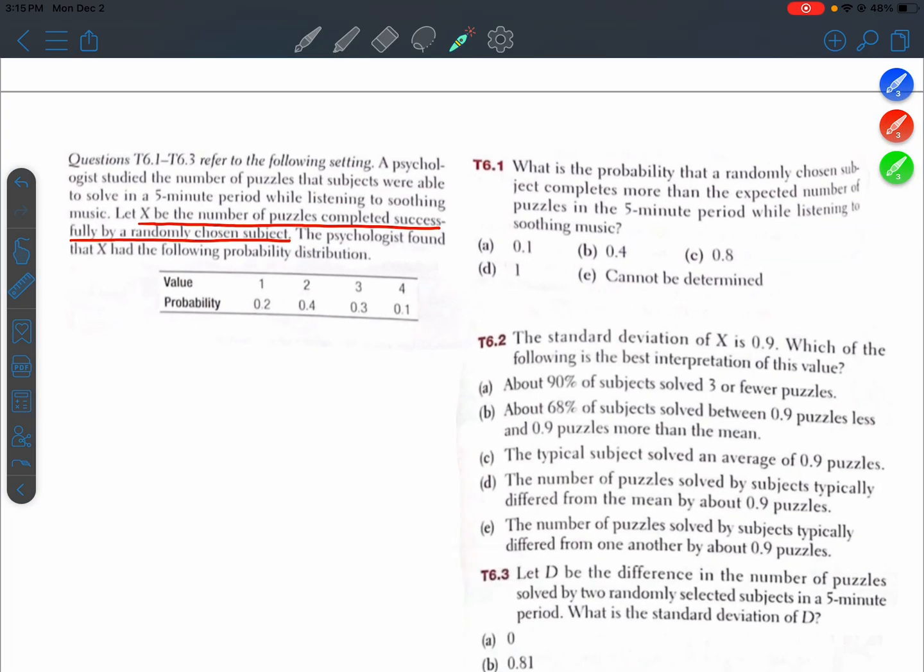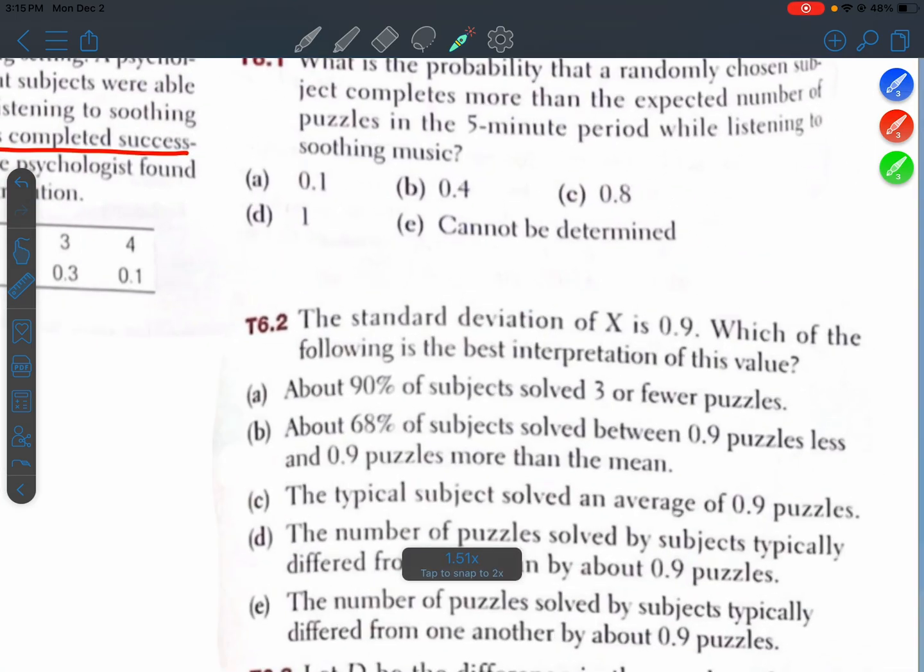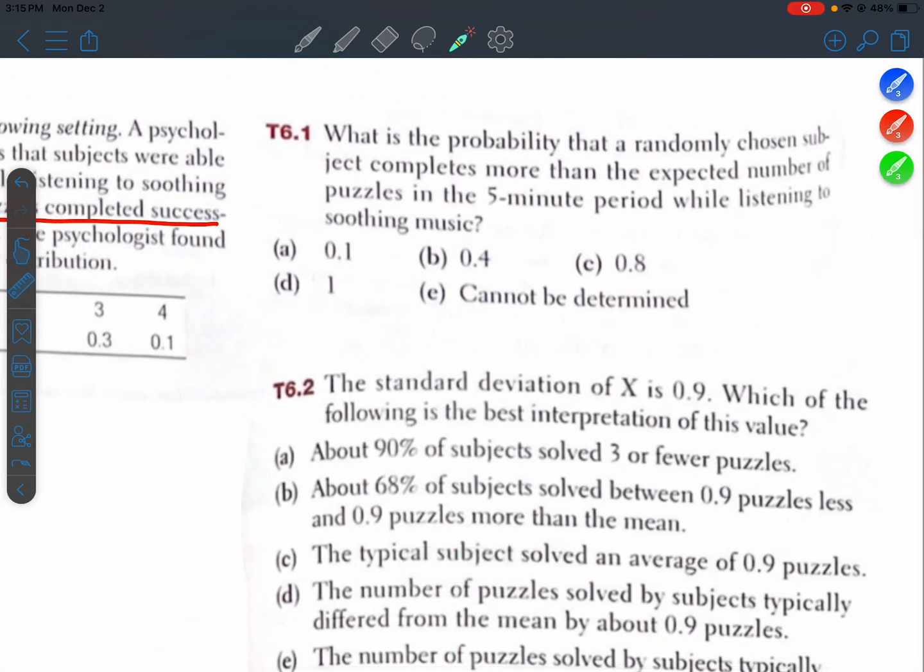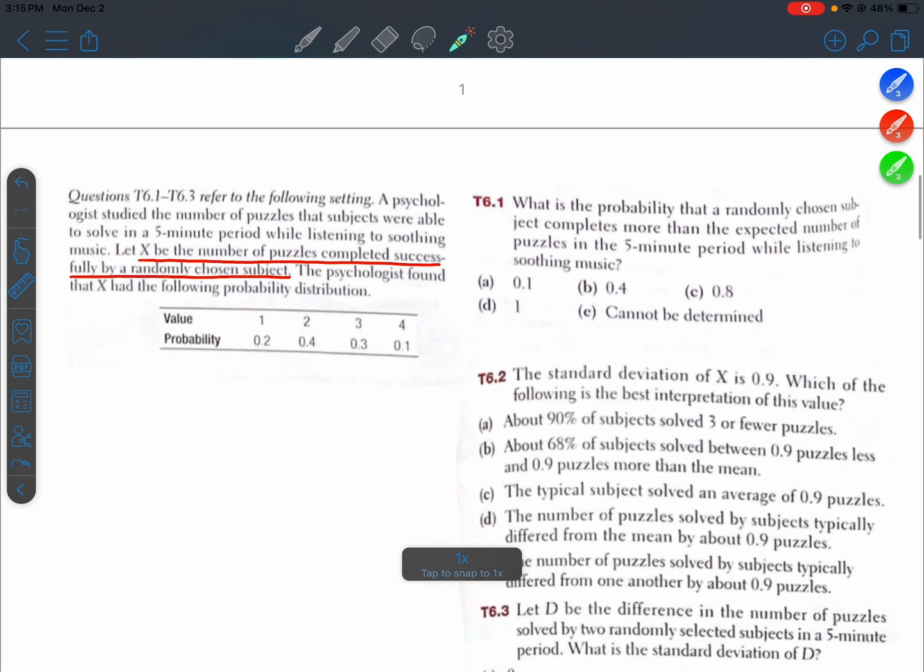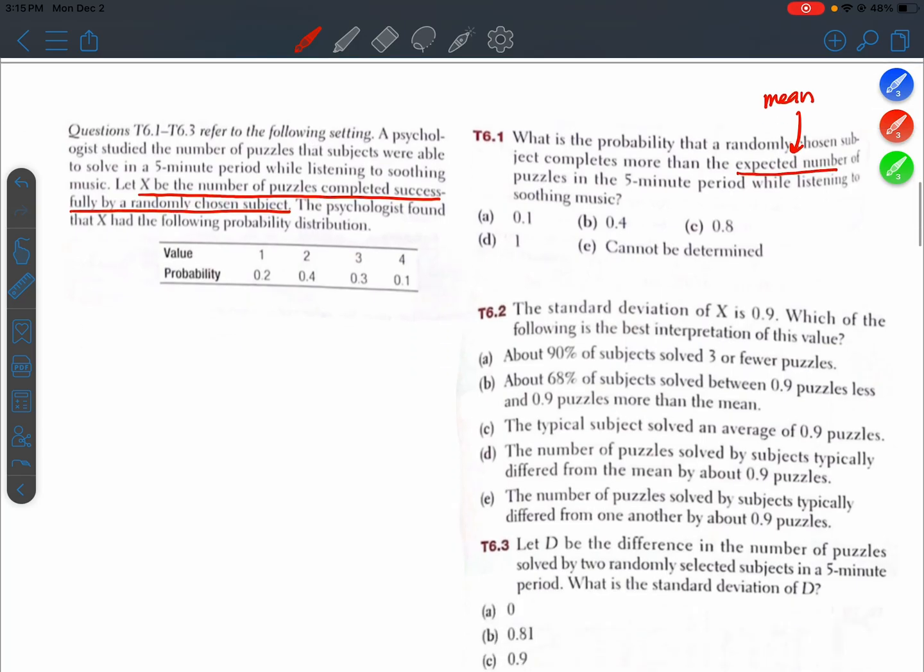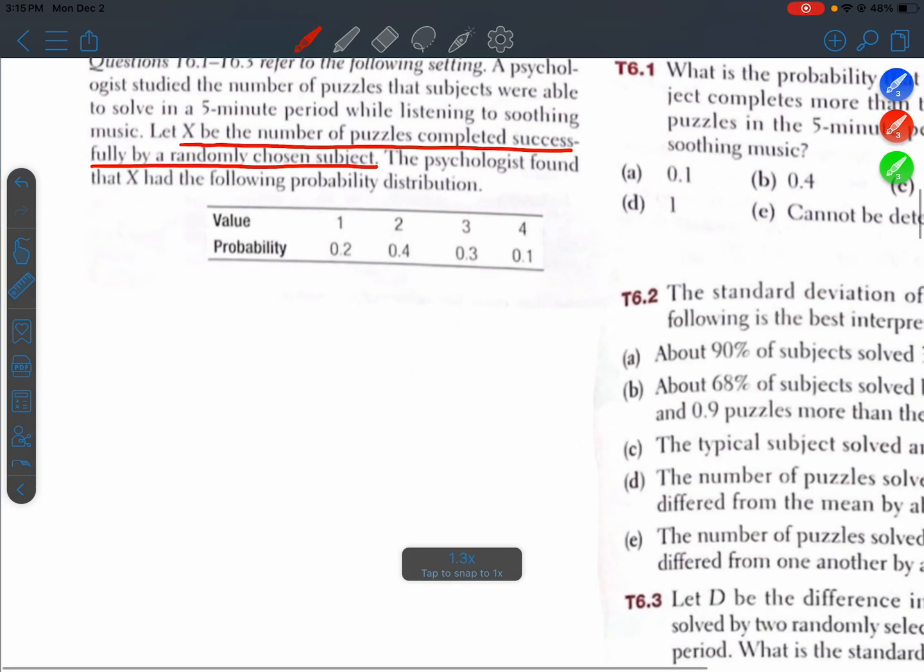Now let's look at the first question. Question number 1. What is the probability that a randomly chosen subject completes more than the expected number of puzzles in the 5-minute period while listening to soothing music? This question mentions the expected number, which is just a fancy way of referring to the mean. Let's calculate the mean of our random variable X.